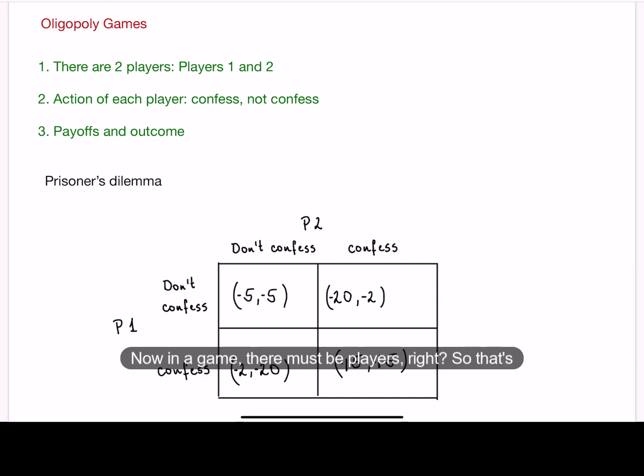Now, in a game, there must be players, right? So that's obvious. There are two players we are going to look at. So we will just be looking at the very simple game. So there are players, and we have the action of each player. And so the action of each player is what they can do. So in the case of this prisoner's dilemma, they can either choose to confess or not to confess. And then behind every action, there exists a payoff and an outcome.